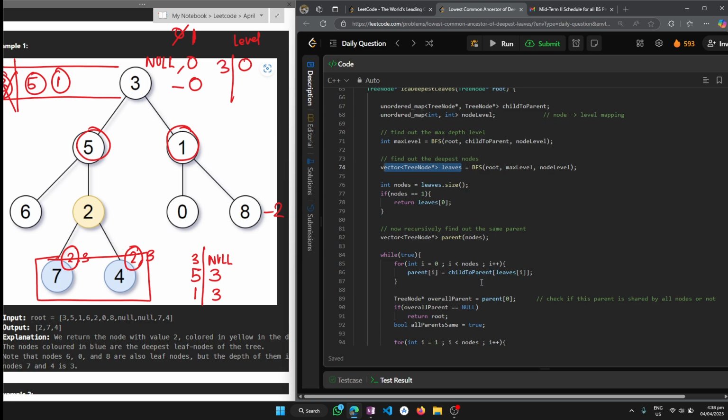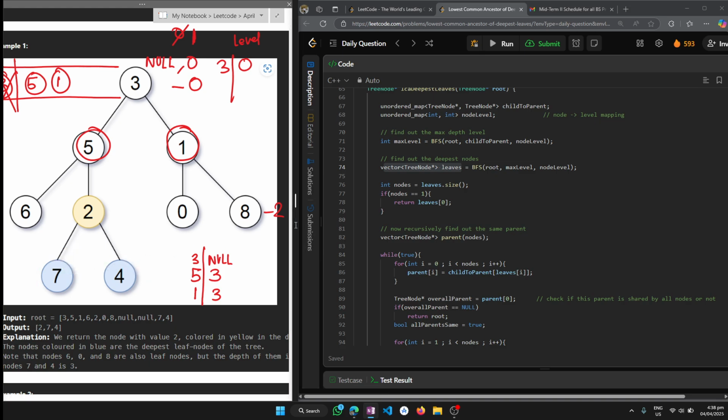So is that clear? At this point, we know what the leaf nodes are, we know the child to parent mapping, and we know the node to level mapping as well. Not that we need it right now, but we know everything that we need to know. Now the question becomes very simple, right? You just have to do a couple of if conditions.